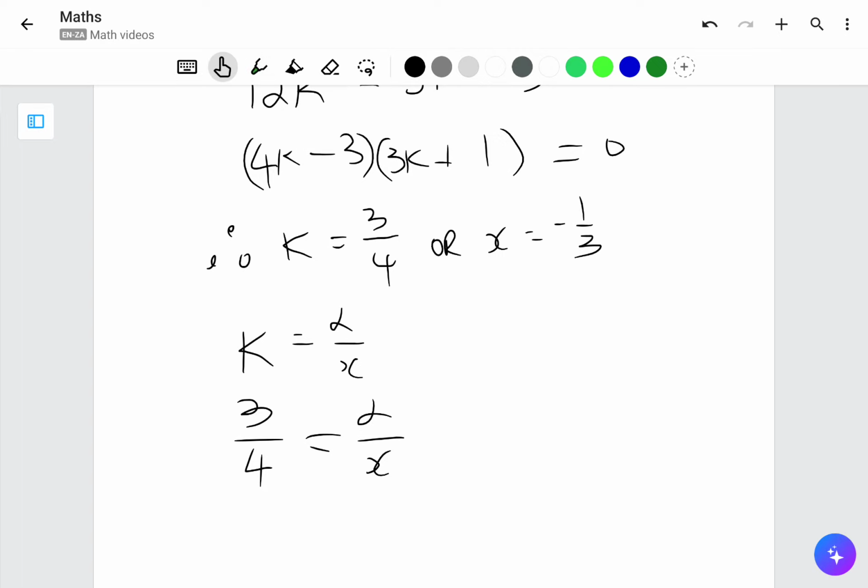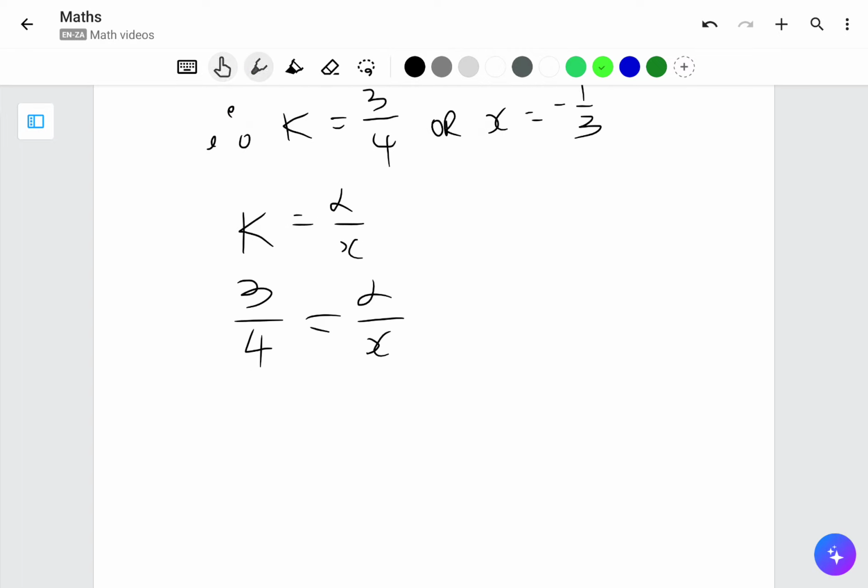Okay, you guys still with me? And now we're going to cross multiply again. So we're going to say 3 times x, and that's going to give you 3x. And we're going to say 4 times 2, and that's going to give us 8. Okay, then we're going to divide both sides by 3. You guys with me? So we know that therefore x now equals 8 over 3. Okay, but we're not done. We know that k had two values.